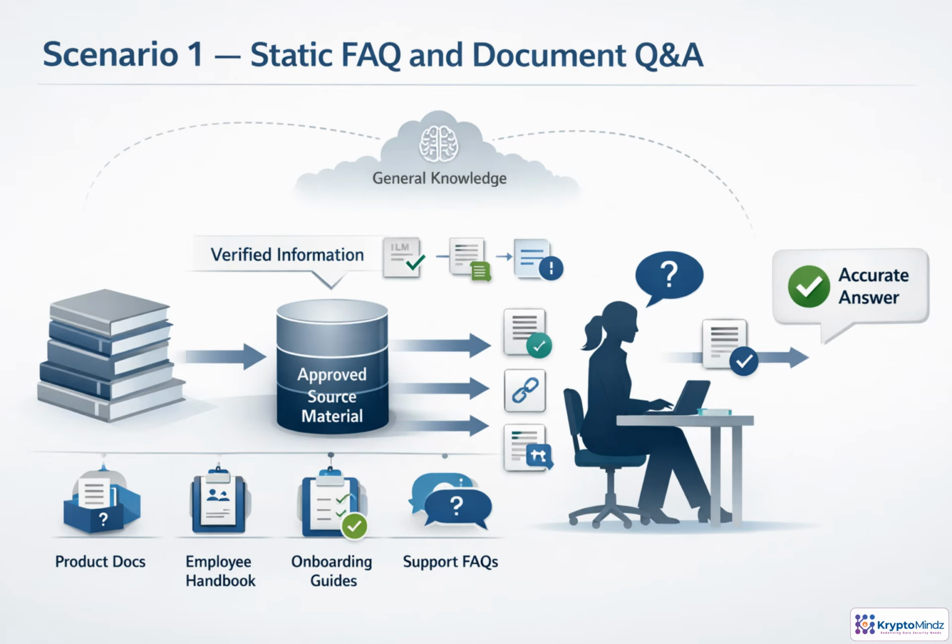Consider a static FAQ or document Q&A bot. The goal is not creativity. It is grounded accuracy. Think of an HR policy assistant or product documentation bot. The source material changes occasionally, but users expect official answers. So the system retrieves approved passages, answers from those passages, and includes citations so people can verify the response instead of trusting a guess.